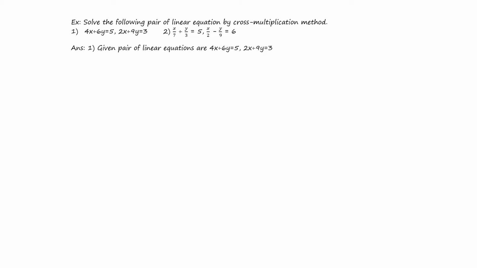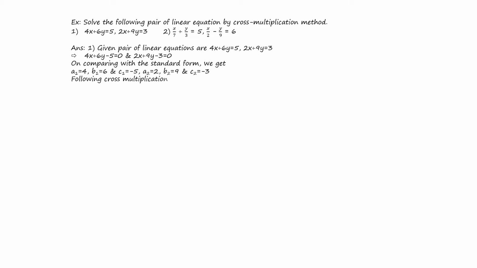So in the first case, the given pair of linear equations is 4x plus 6y equals 5 and 2x plus 9y equals 3. Or we can write it as 4x plus 6y minus 5 equals 0 and 2x plus 9y minus 3 equals 0. On comparing the above two equations with the standard form, we get a1 equals 4, b1 equals 6 and c1 equals minus 5, a2 equals 2, b2 equals 9 and c2 equals minus 3. Now, following the cross multiplication method, we have x by b1c2 minus c1b2 equals y by c1a2 minus a1c2 equals 1 by a1b2 minus b1a2.